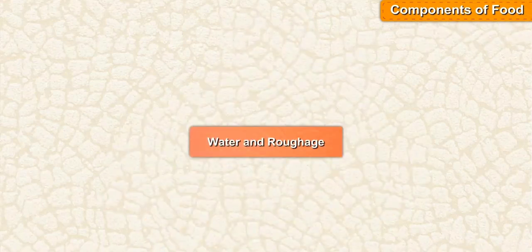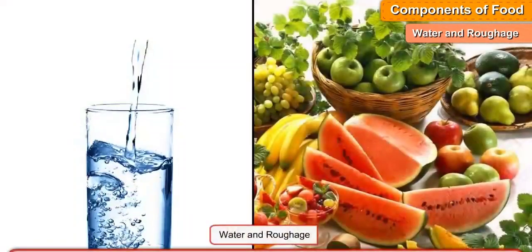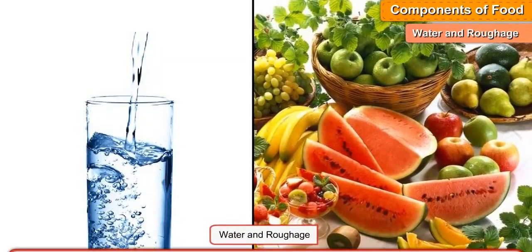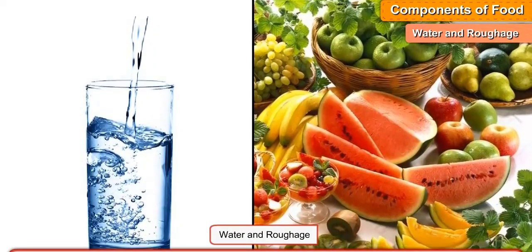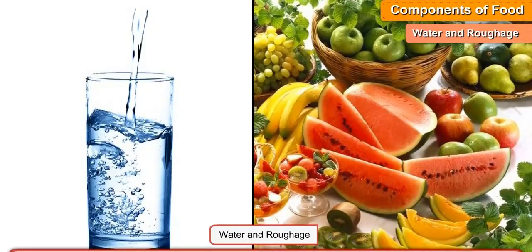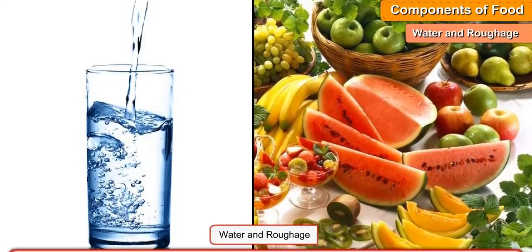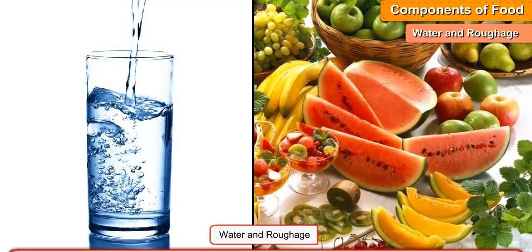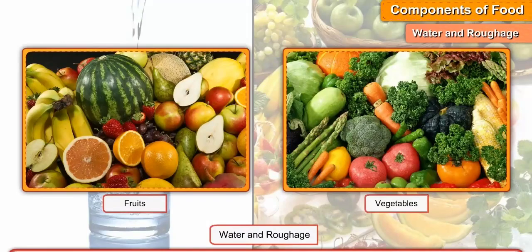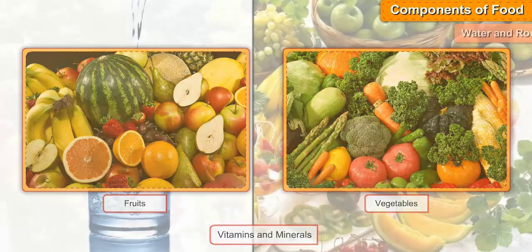Water and roughage. Besides nutrients, our body also needs water and roughage. Roughage is the undigested part of the plant food. It helps in getting rid of wastes from our body. Fruits and vegetables are sources of roughage. Water also helps to get rid of wastes from our body in the form of urine.